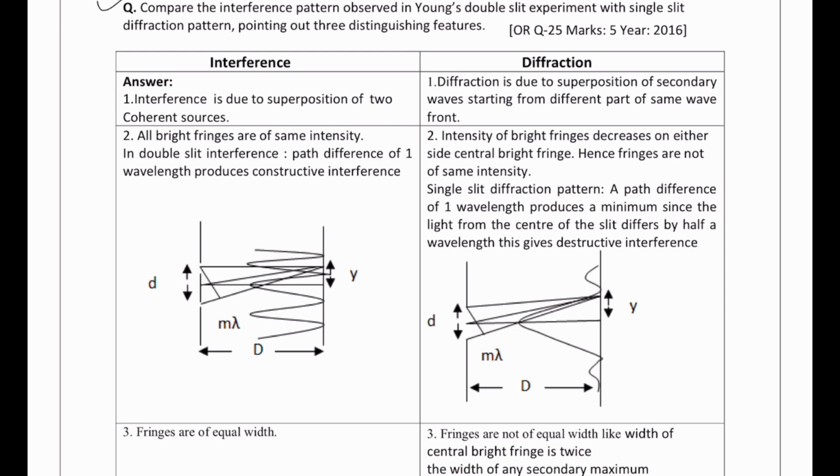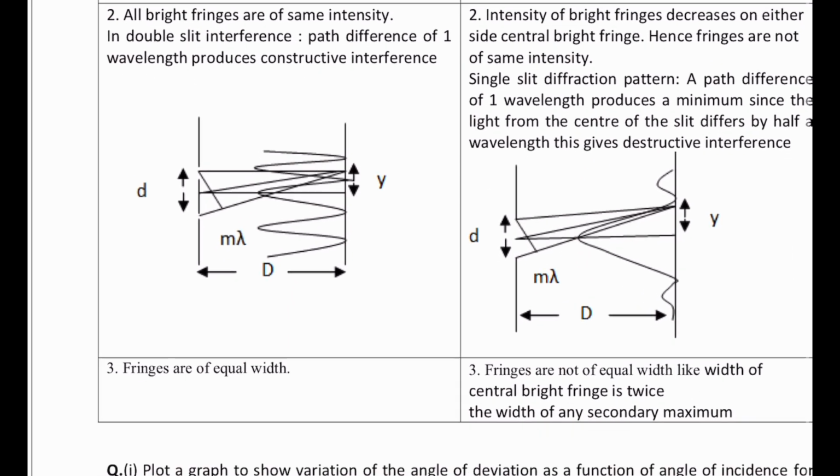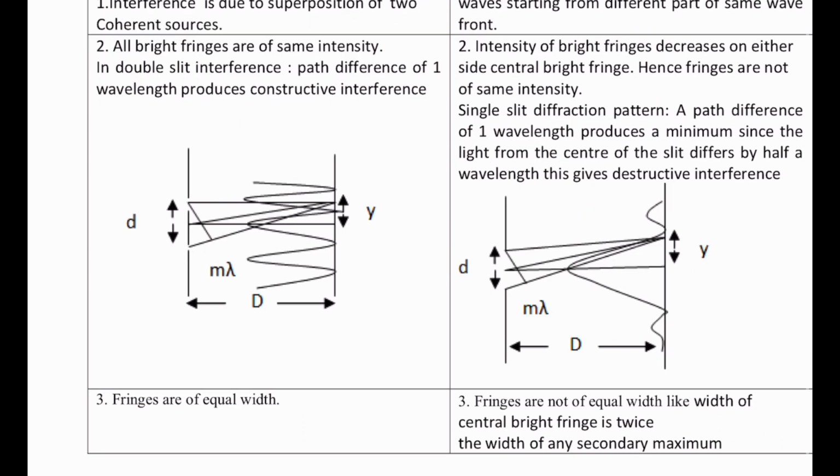Next question. Compare the interference pattern observed in the double slit experiment with the single slit diffraction pattern. Okay, now diffraction pattern versus interference pattern, pointing out 3 distinguishing features. Very good question. So let's see. In one column we have kept interference fringes, in the other column we have kept diffraction fringes.